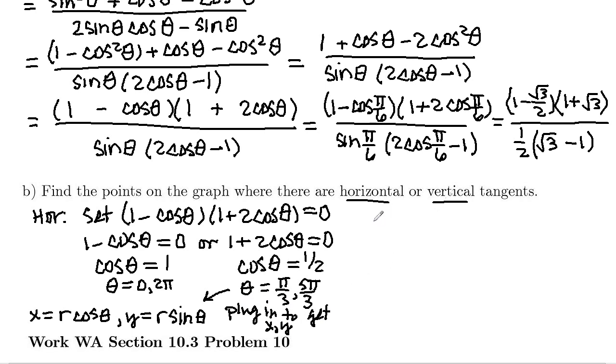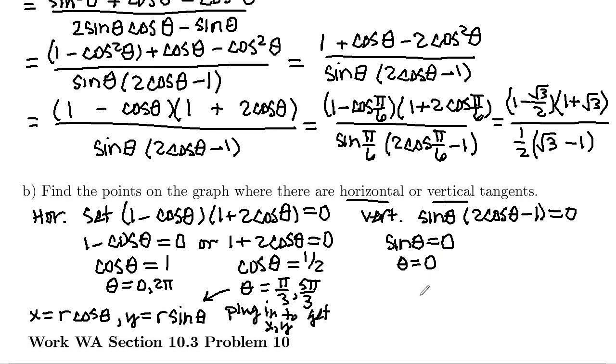And then for our vertical tangents, we are setting our denominator equal to 0 here. So sine theta times 2 cosine theta minus 1 equals 0. So either the sine theta is equal to 0, in which case theta equals 0, or 2 cosine theta minus 1 equals 0.